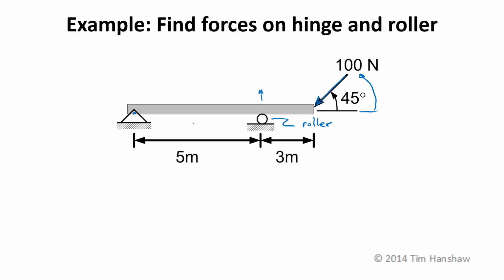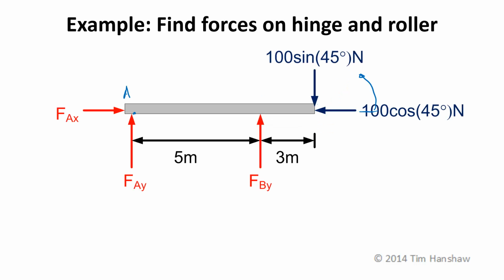So let's write the equations governing this system and then we can solve them. So I'm going to call this end A. Fax is horizontal, positive to the right. Fay is vertical, positive up. This is point B. It has only an Fby, which I've chosen to be positive up. And then I've decomposed this force into x and y components.